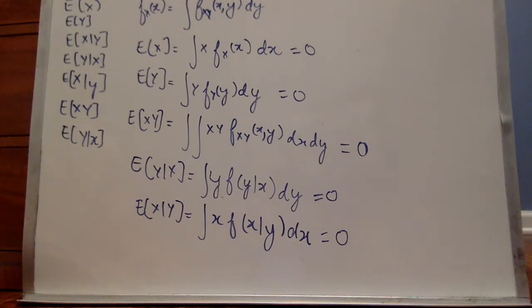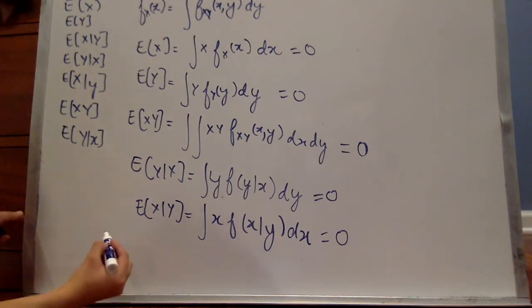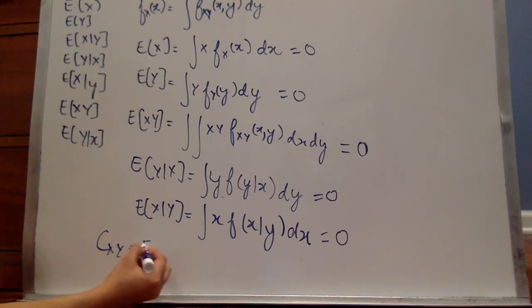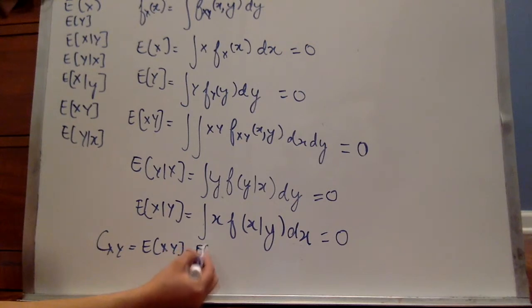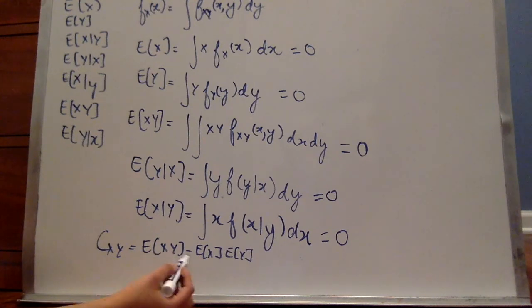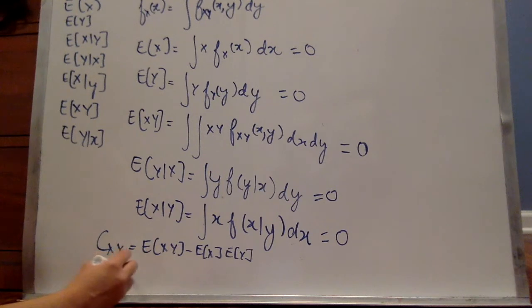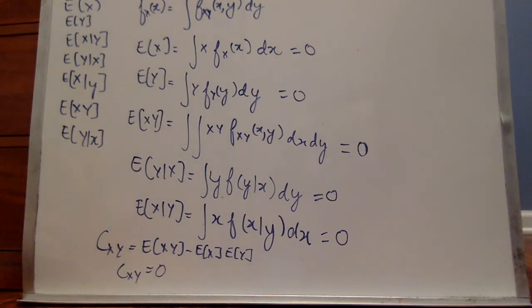Now since the covariance C_XY is equal to expectation of xy minus expectation of x multiplied by expectation of y. Since expectation of xy is equal to 0 and expectation of x and y is also equal to 0, C_XY is equal to 0. Hence, x and y are uncorrelated.